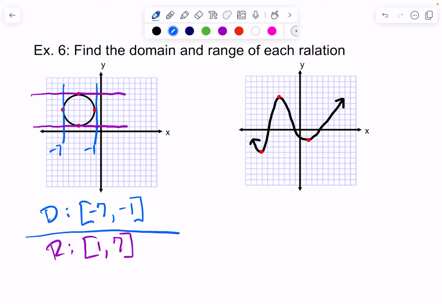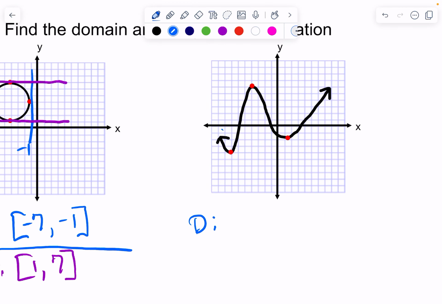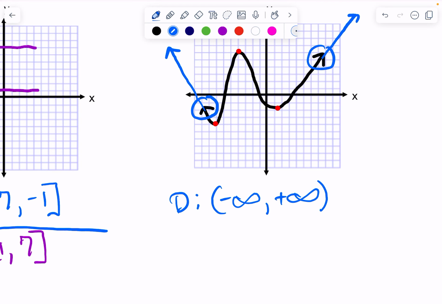And last but not least, my domain for this little funky graph here, if you notice, I've got an arrow on the left side and an arrow on the right side. So that means that if I continue this arrow little by little by little, I'm going to the left forever, which indicates I'm going towards negative infinity, which is the smallest value of x. And if I look at the right arrow, I also notice that I'm going to go little by little by little to the right forever, which takes me to positive infinity. So the domain here would be from negative infinity to positive infinity. And of course, we're going to use parentheses because anytime we use infinity, whether it's positive or negative, we're using parentheses.